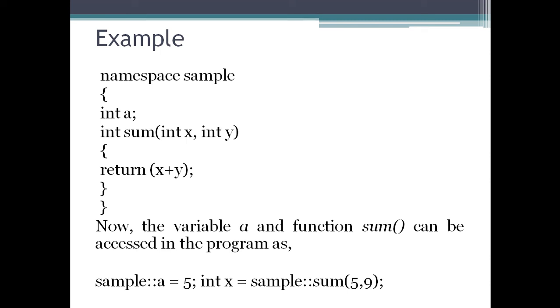And similarly, if you want to access a function or a method, that is sum, it again accepts two parameters, 5 and 9. Again you will be accessing it through the scope resolution operator followed by the namespace name. Then we are assigning it to int x. So this is the basic syntax we are going to be using when you're implementing your C++ program with the help of the namespace concept.